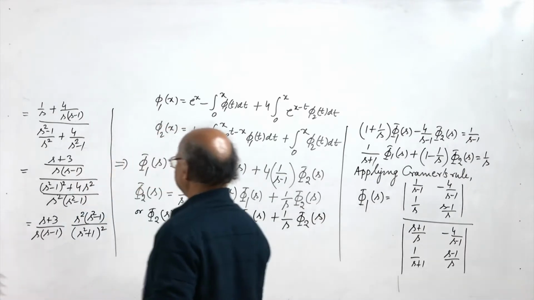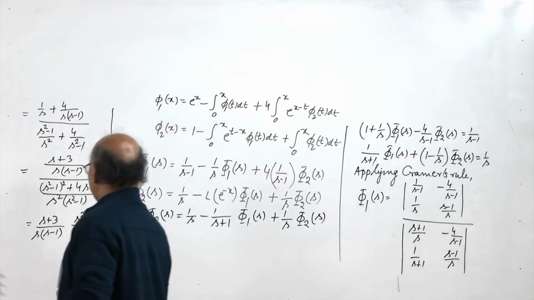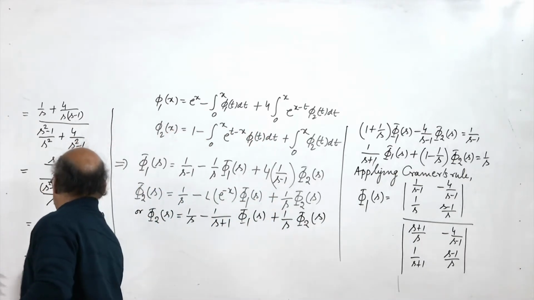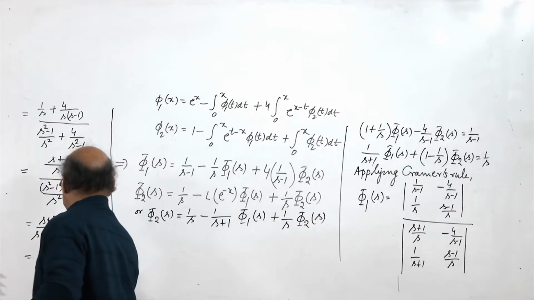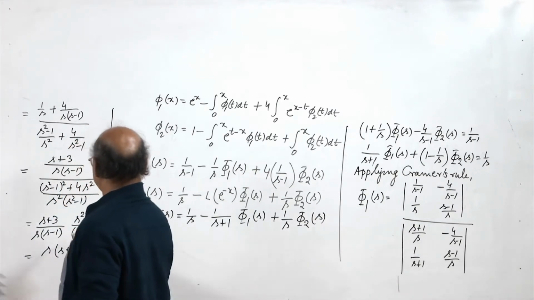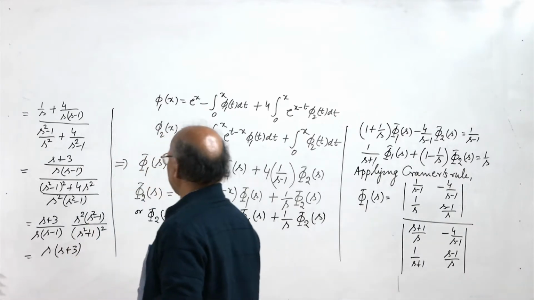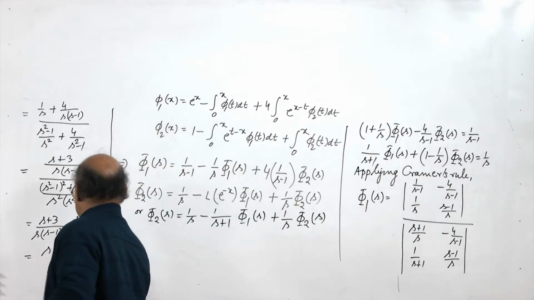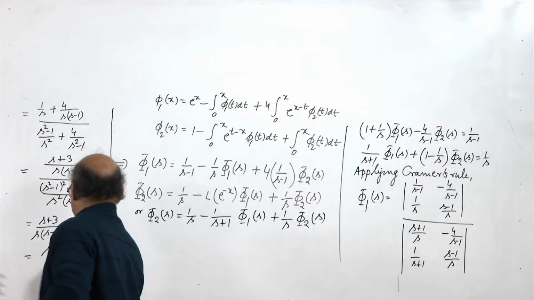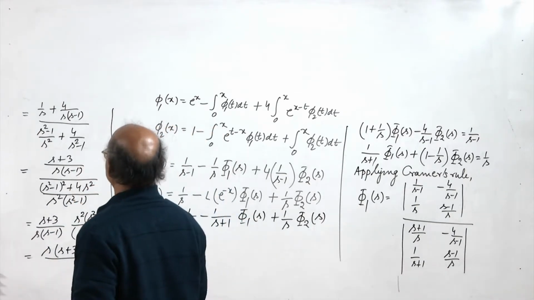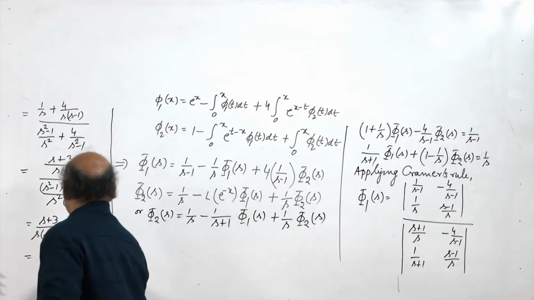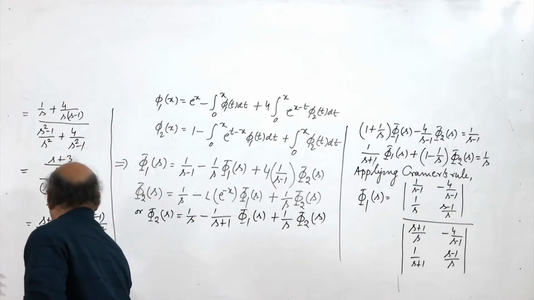So we get this. We can write it further as s into s minus 1, s plus 3. This is s minus 1 into s plus 1. So s plus 1 divided by s square plus 1 whole square.